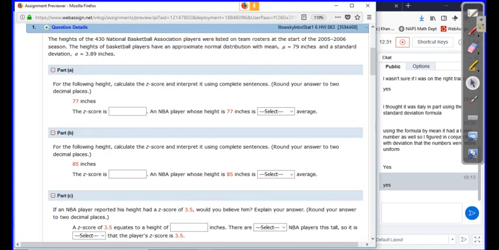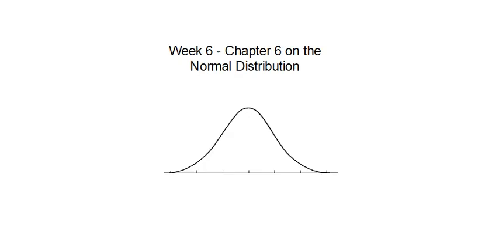Let's say we looked at the heights. We did a survey. We took the heights of 430 NBA players that were listed on team rosters at the start of the 2005-2006 season. The heights of the basketball players have an approximate normal distribution with a mean of 79 inches and a standard deviation of 3.89 inches. All right, well, let's illustrate what that means first. I'm going to use the normal curve to try and describe what that means.